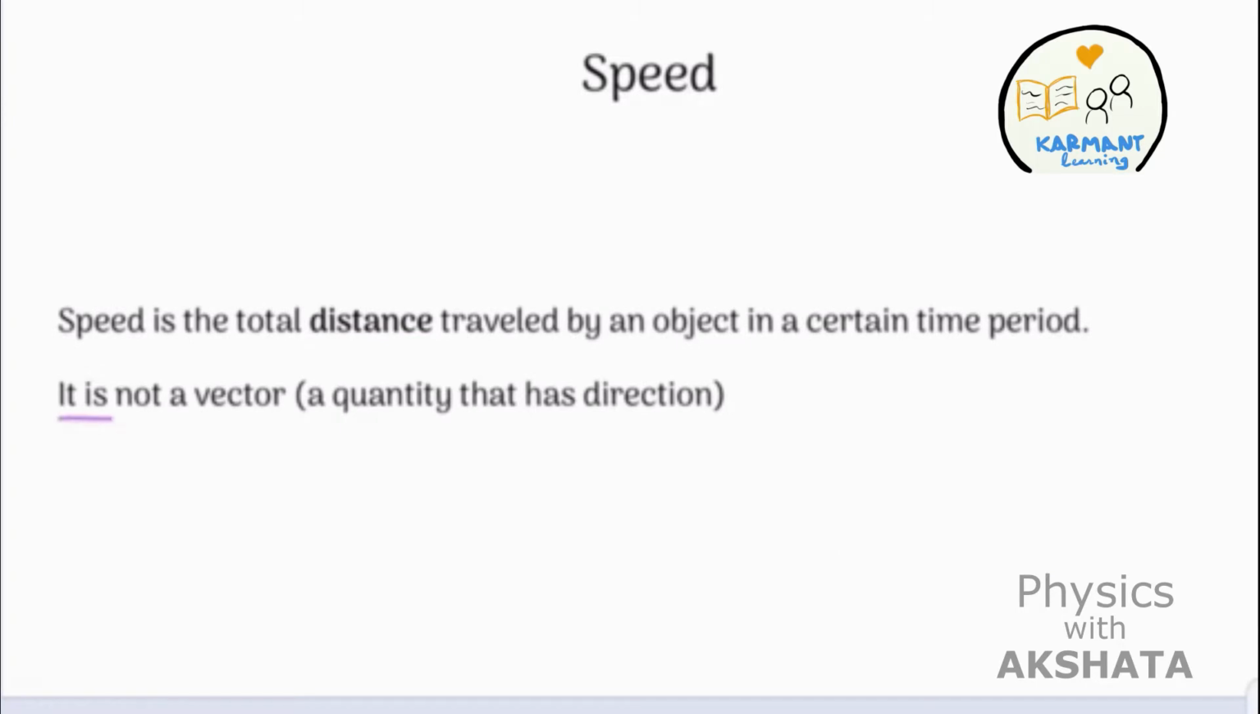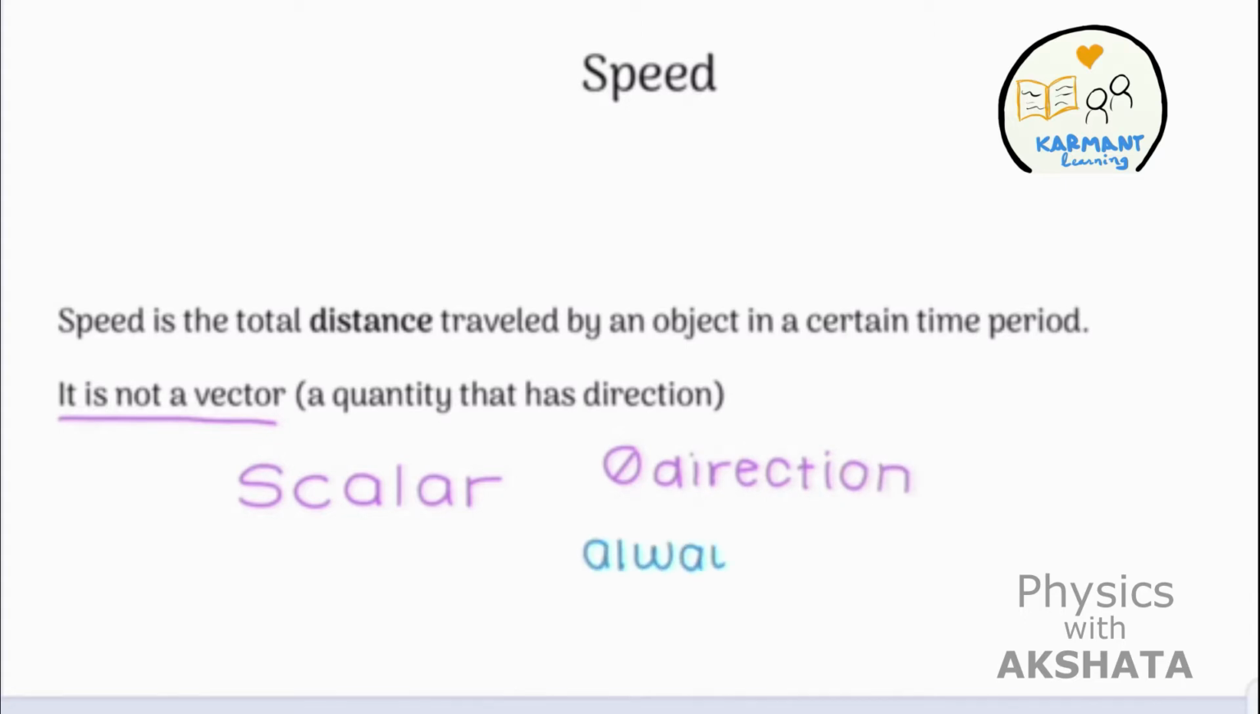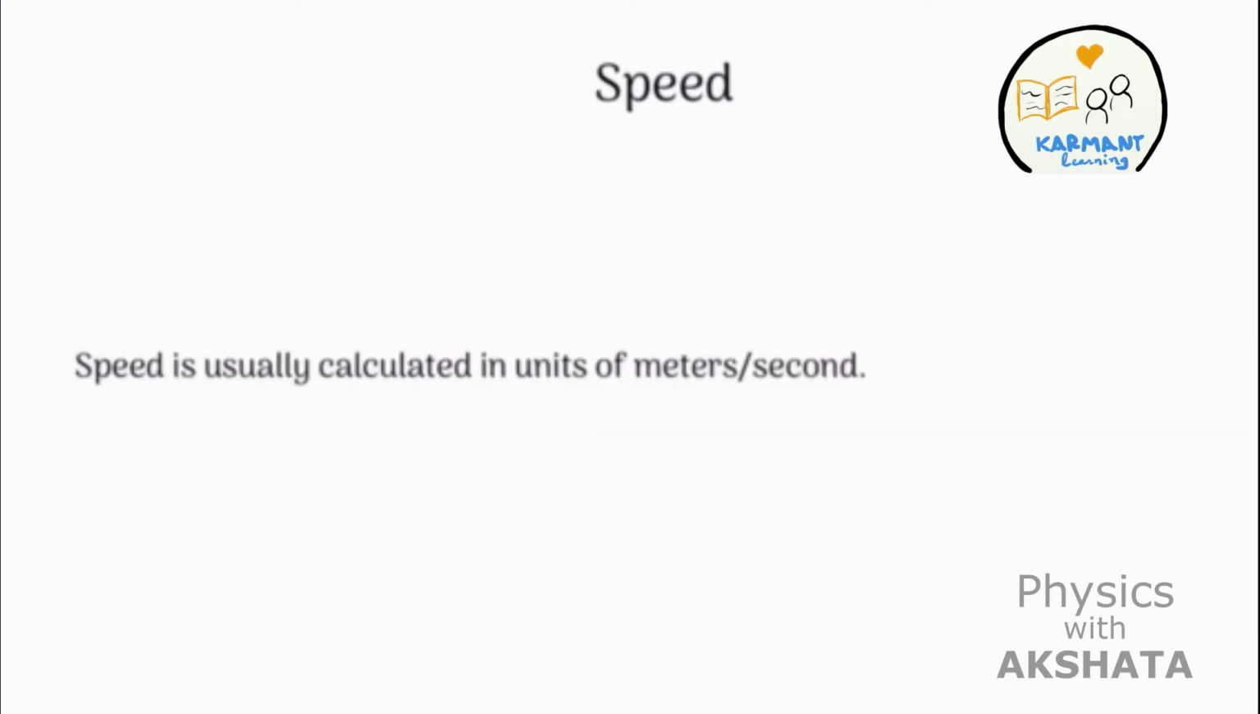I want to make sure you guys really know this. Speed is not a vector. It is actually a scalar. So basically a scalar does not have a direction and it only has a magnitude and a value, and it is always positive. So what is speed measured in? It's usually calculated in meters per second. So if you recall, speed is distance over time, and distance is measured in meters, and time is measured in seconds. So speed is just a value of how many meters you travel in a second.